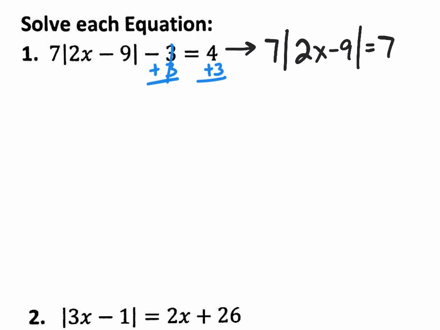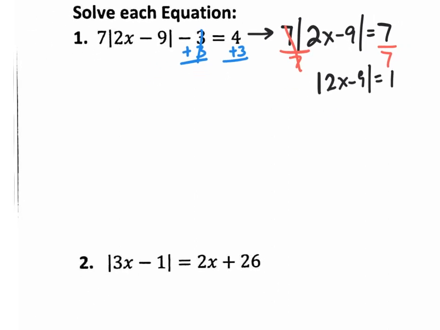So what would your final step be? Divide by 7, and now we finally have our isolated absolute value, which is the absolute value of 2x minus 9, close absolute value, equals 1. So that is step 1 on solving any absolute value equation. You first have to isolate the absolute value.